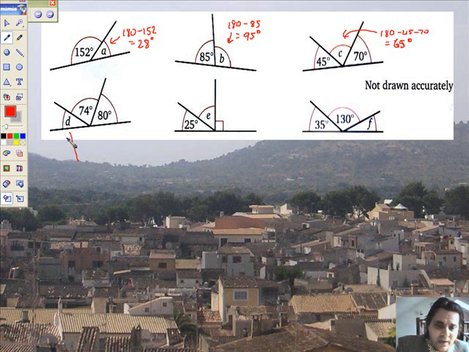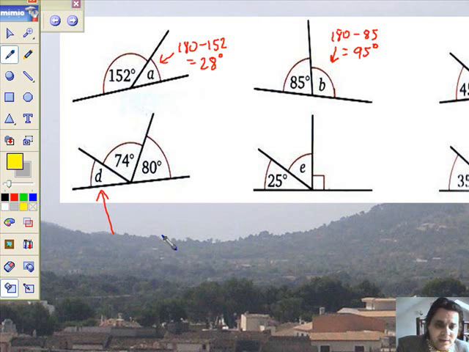Right, same with D, working down here I think. Let's go yellow so it stands out. Again, straight line, 180 degrees, take away this 80, take away that 74, and the leftovers has got to belong to angle D. So here I go. 180, take away 80, it's 100, take away 74. I've got left 26 degrees for angle D, no problem.